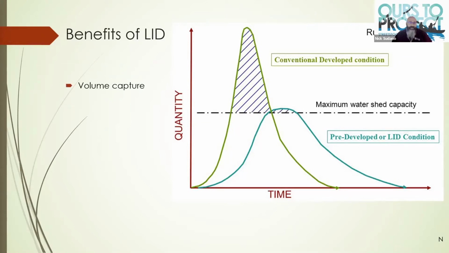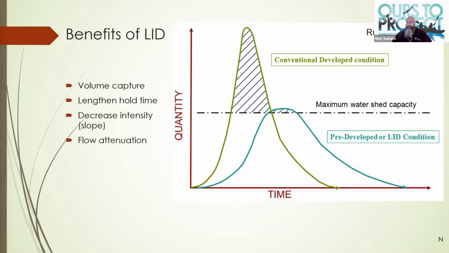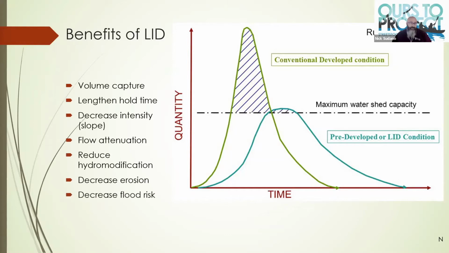Some of the benefits of LID obviously are volume capture. We're lengthening that hold time. We decrease the intensity of that flow. That gives us some flow attenuation. We reduce hydromodification as a result. That decreases erosion. And ultimately, we decrease flood risks that each of our cities face and experience periodically throughout the years.